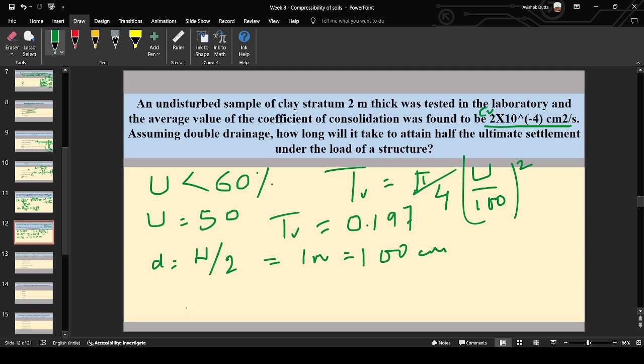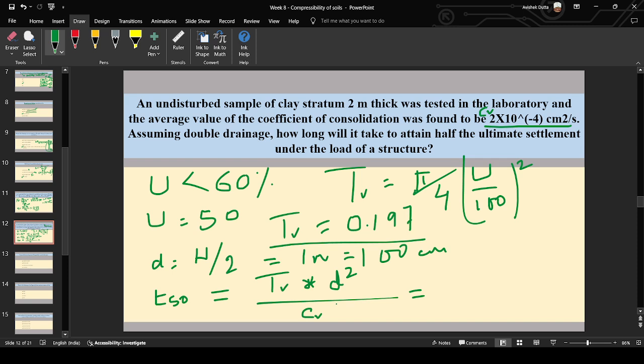Now, the time for 50% consolidation equals the time factor multiplied by D square, the drainage length, divided by CV. That means 0.197 into 100 square divided by 2 into 10 to the power minus 4. So now, 0.197 into 100 into 100 into 10^4 divided by 2.